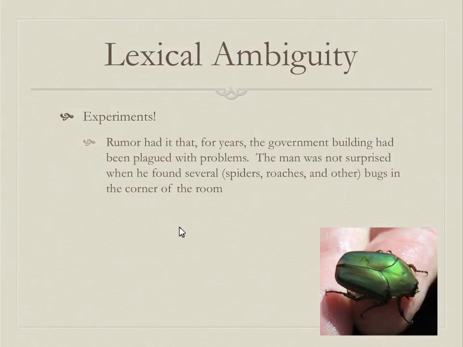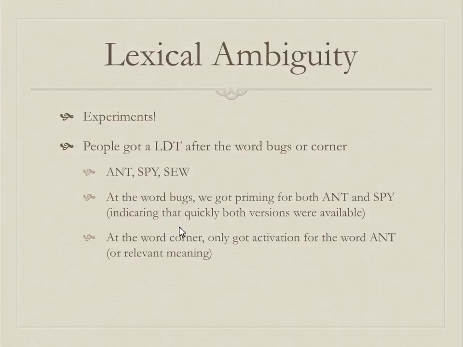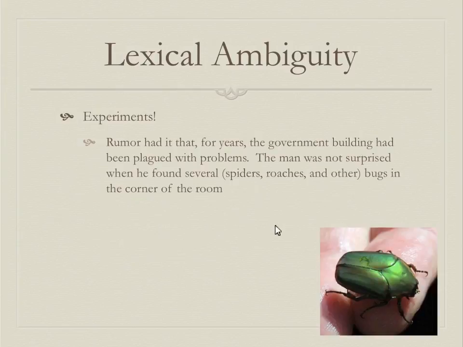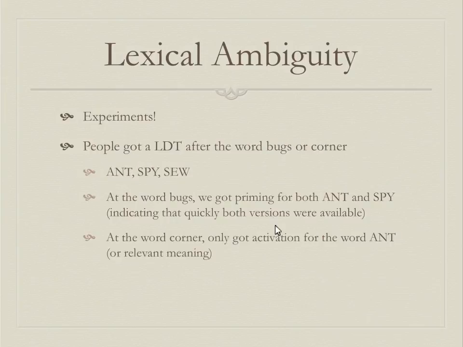So I'll just take one last example. "Rumor has it for years that government building had been plagued with problems. The man was not surprised when he found several bugs in the corner of the room." Okay. So what happens is they read this particular thing, and then they got a lexical decision task after the word bugs or the word corner. And so after the word bugs, we get priming for both ant and spy. So bugs prime us towards ant and towards spy, given that this is a government building, so it might be a spy.